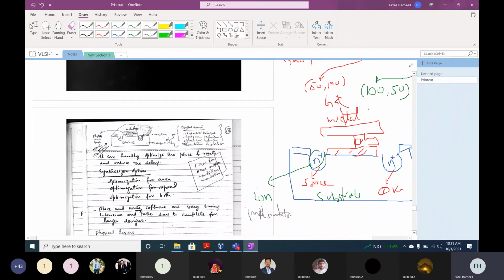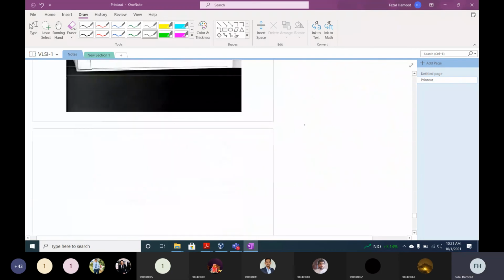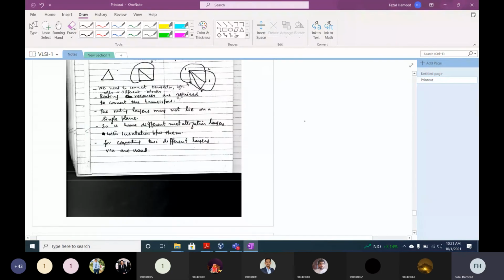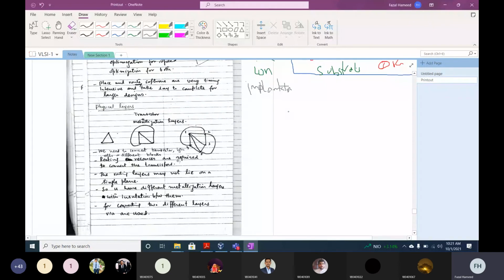Okay. Whenever you have any design, and when the design is finalized, you need to place different components on the chip. This is called placement and routing. Now let's assume we have a design. We have this design.